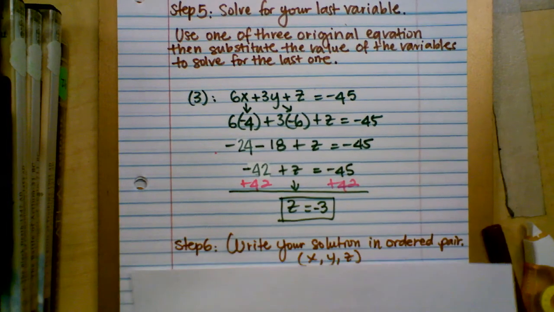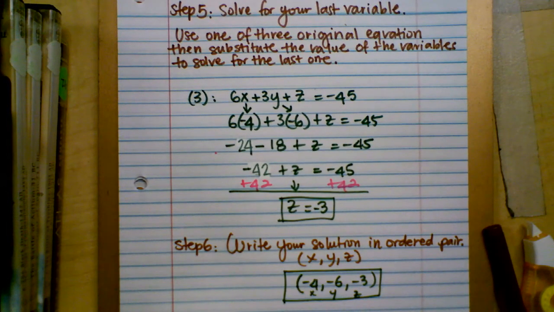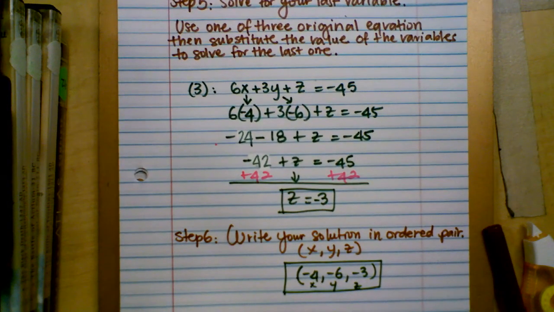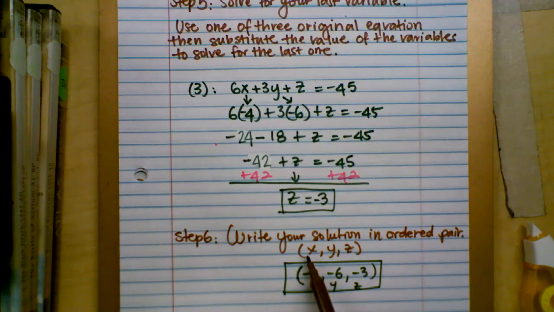And remember, the final step, like I like to say in class, is to write your solution in ordered pair style. So first write the number for x, then y, and the number for z last. So it should be parentheses negative 4, negative 6, negative 3, and close the parentheses. And that's it. I know it involves a lot of steps, but remember, follow the steps and you should be fine when you do your homework or your quiz.